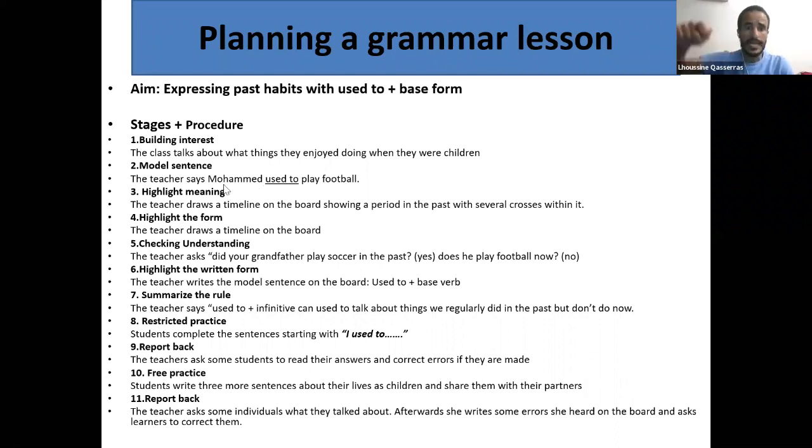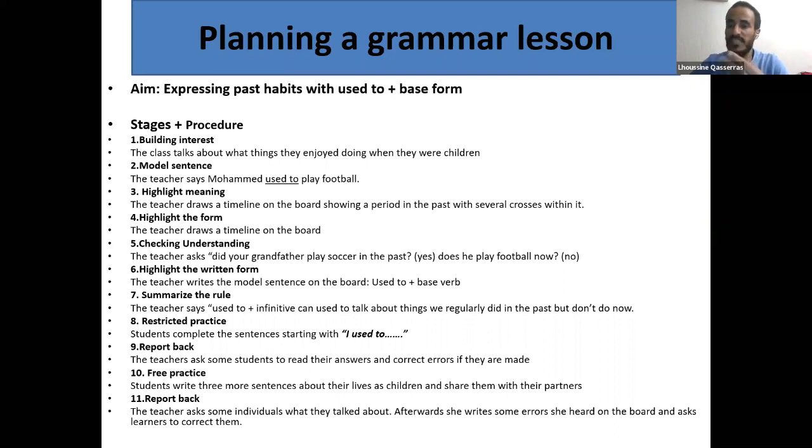Now, I model the sentence, used to play football. Now I'm going to highlight the meaning. The teacher draws a timeline on the board showing a period in the past with several crosses within it. Timeline about used to. Number four, highlight the form. I'm going to focus, the teacher draws a timeline on the board. Number five, checking understanding. You will ask learners if they understood used to or not.